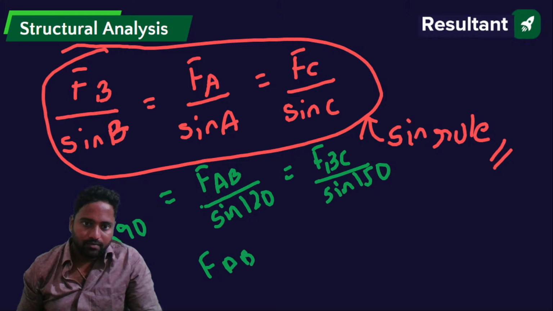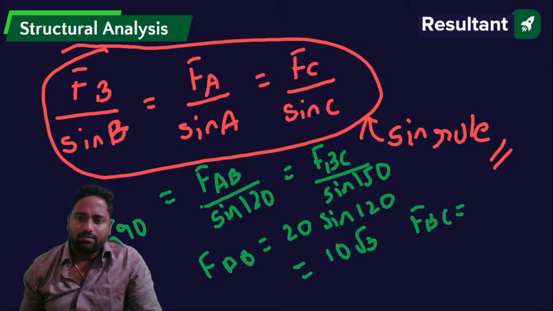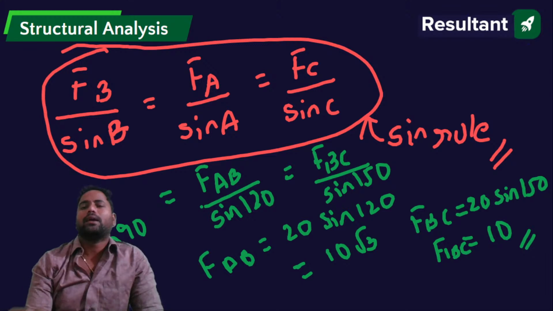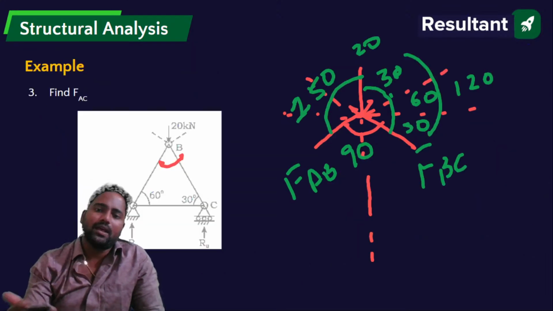20 sine 120. Sin 120 is sin 90 plus 30, that is cos 30, that is 10 root 3. Similarly, FBC would be equal to 20 sin 150 because sin 90 is 1, so that is simply 10. So simply by calculating the angles you can find out FAB and FBC.